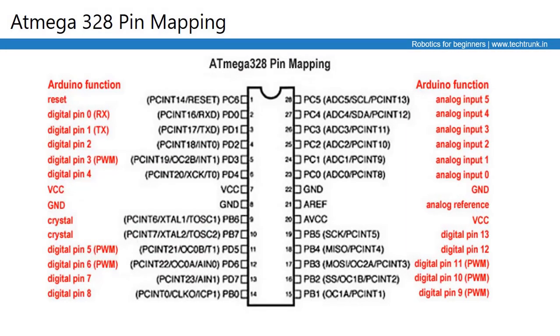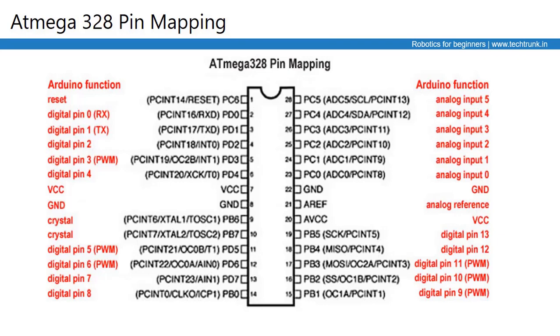ATmega328 is a 28-pin IC with ports: Port B, starting from PB0 to PB7, 8 pins on port B. Port C, starting from PC0 to PC6, 7 pins, along with ADC. Port C also has ADC from PC0 to PC6, and out of that, PC0 to PC5 are matched with Arduino Uno, and PC6 is given to the reset pin.